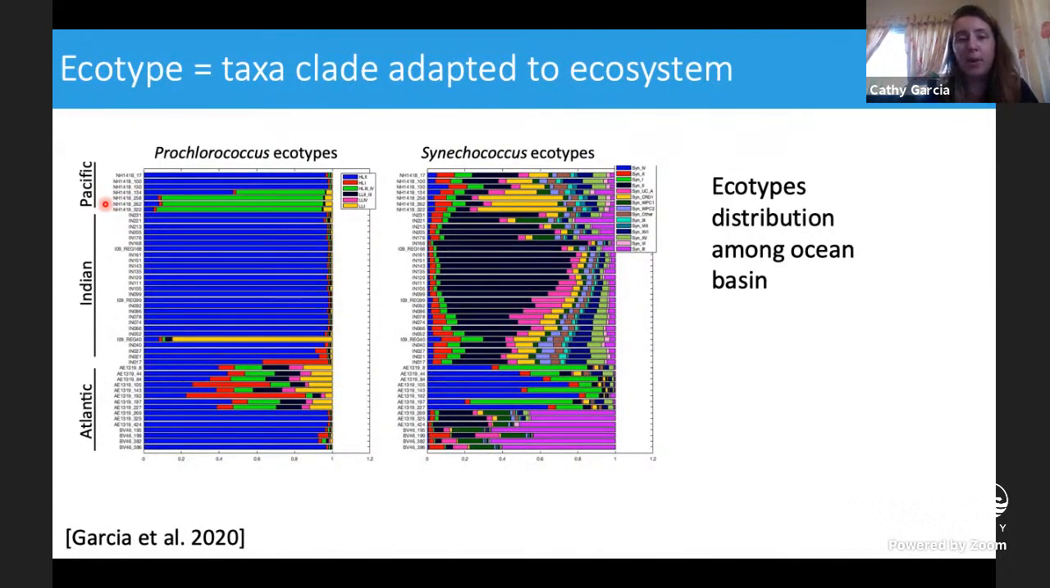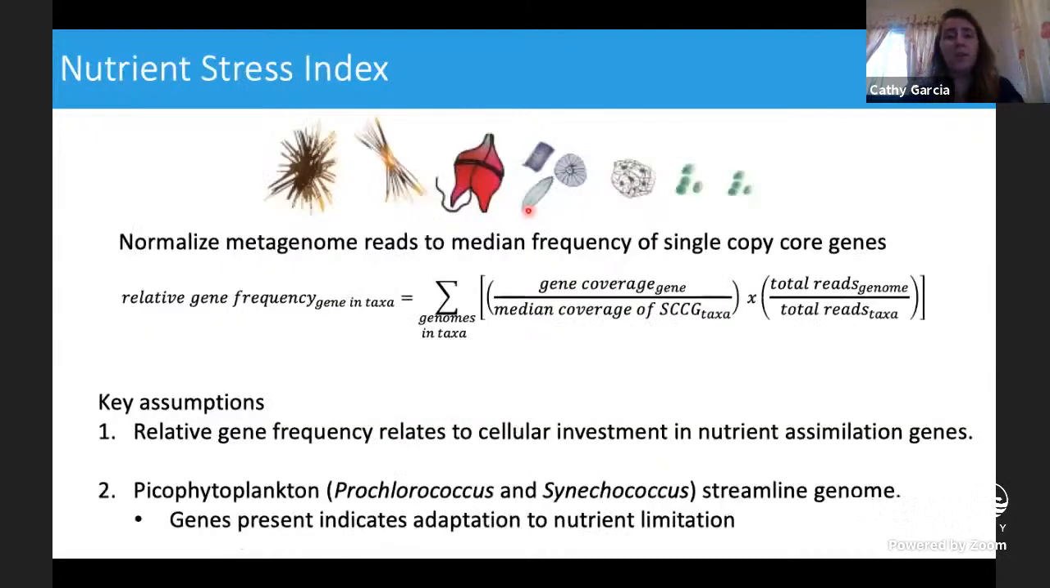And there's lots of support for this. The equatorial upwelling area in the Pacific Ocean is often thought of as a high nutrient, low chlorophyll area, hypothetically driven by reduced iron supply to this region. And we see a corresponding increase in ecotypes associated with these HNLC areas in the Synechococcus ecotypes as well. So from this, we wanted to develop this nutrient stress index.